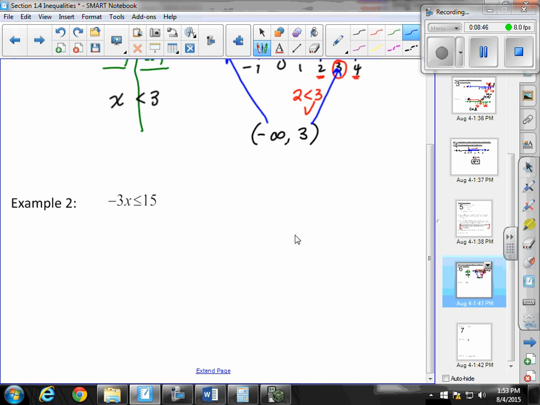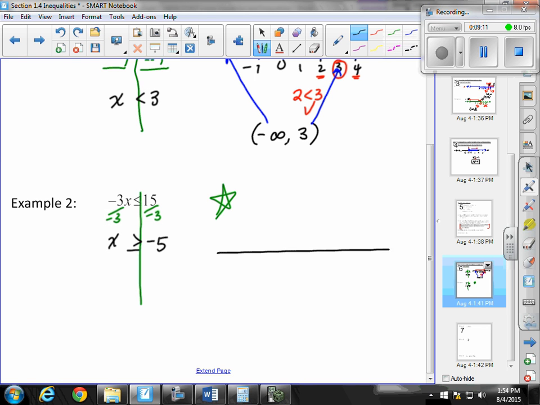Negative 3x is less than or equal to 15. Divide both sides by negative 3. Oh, we're dividing by a negative number, so it's going to change the direction of the inequality sign. Less than or equal to becomes greater than or equal to. X, and 15 divided by negative 3 is negative 5.